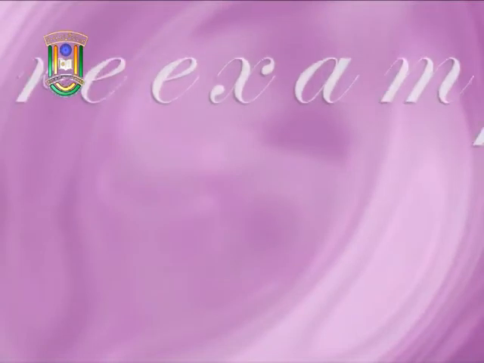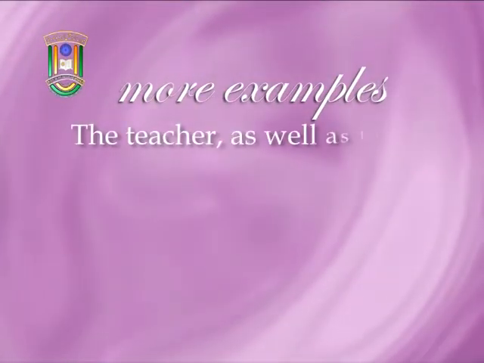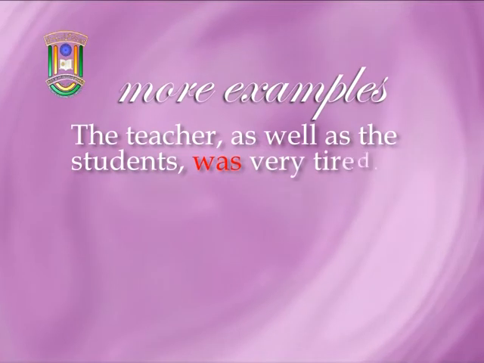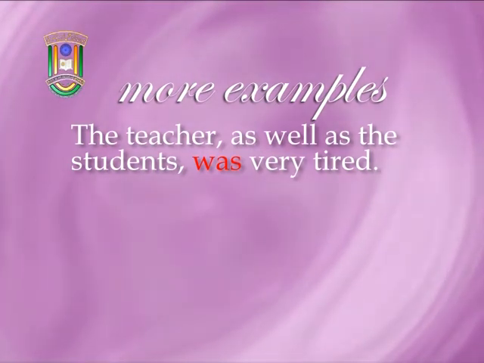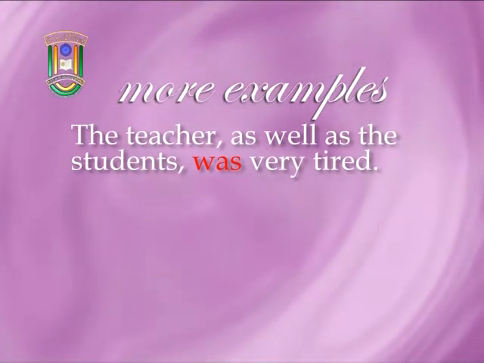To look at some more examples, study these sentences. The teacher, as well as the students, was very tired. Now you might wonder, even the students comes before the verb, why is was used? Look carefully at the sentence. As well as the students is separated by the use of commas. It is an appositional phrase. You can remove the whole of it from the sentence and the sentence will still read logically. The teacher was very tired and that is our subject and the verb accordingly agrees with the singular subject.